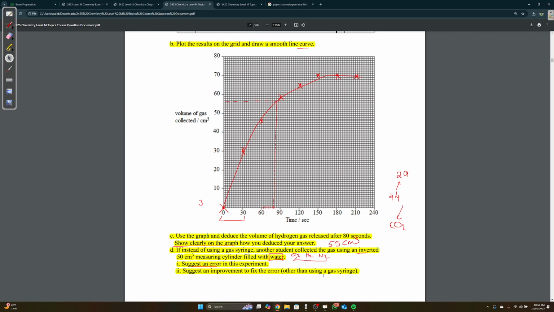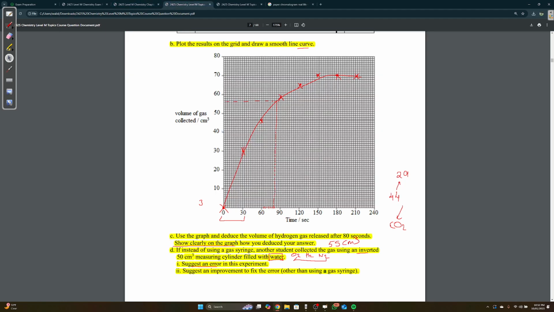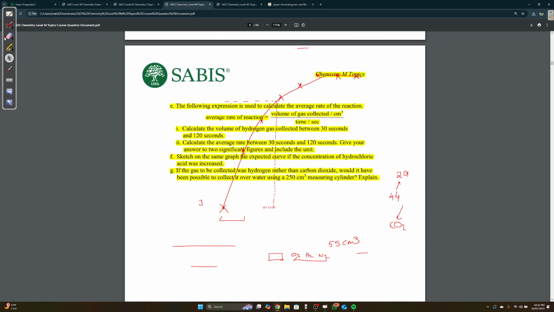Suggest an improvement to fix the error other than using a gas syringe. You can just use downward delivery, right? You can use downward delivery. How do they say it? Using downward delivery, so you can say replace it by using a 250 centimeter cube measuring cylinder. Just use a measuring cylinder instead of using water. Makes sense. Okay, part E.